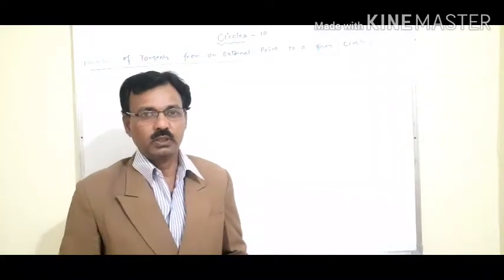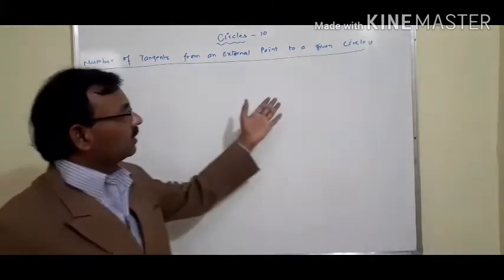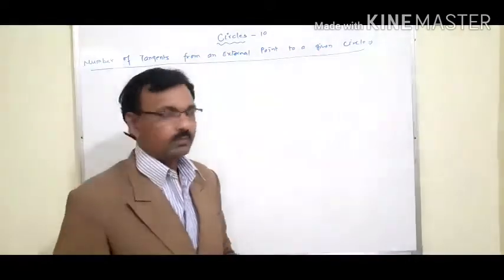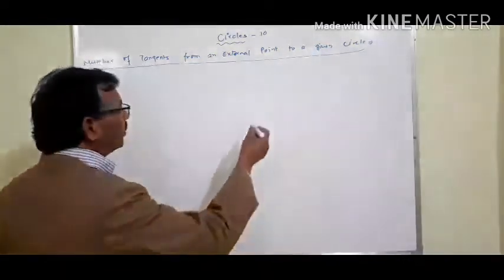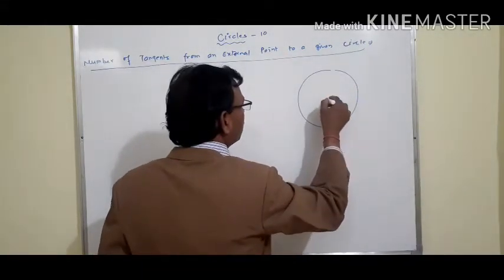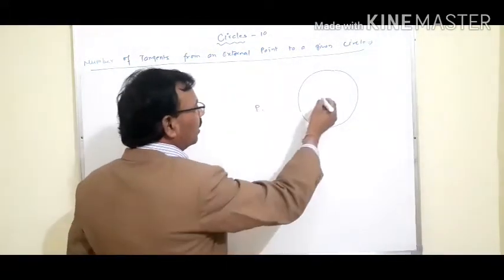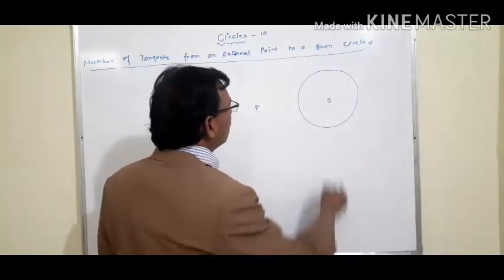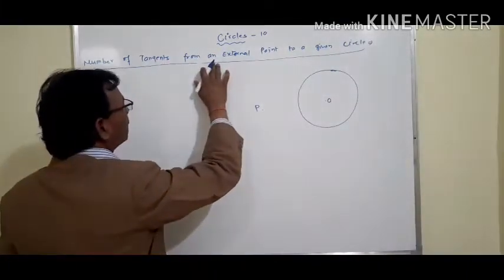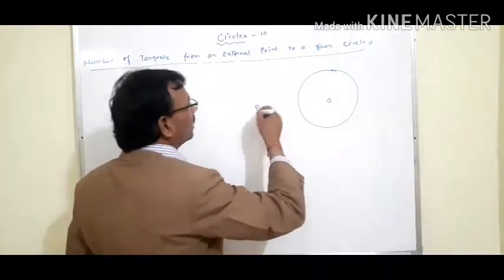Hello students, in this video we will discuss how many tangents we can draw from an external point to a given circle. Suppose this is a circle with center O and P is a point outside this circle. Our concept is how many tangents can be drawn from an external point to a given circle.